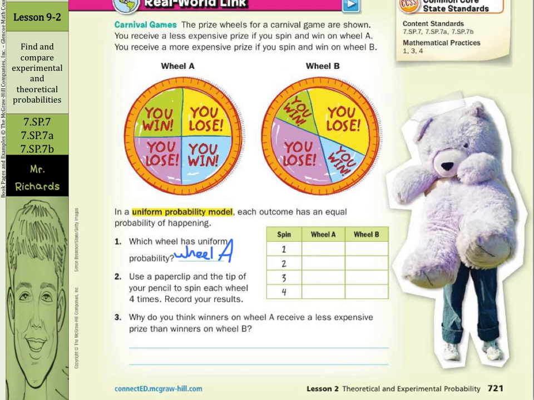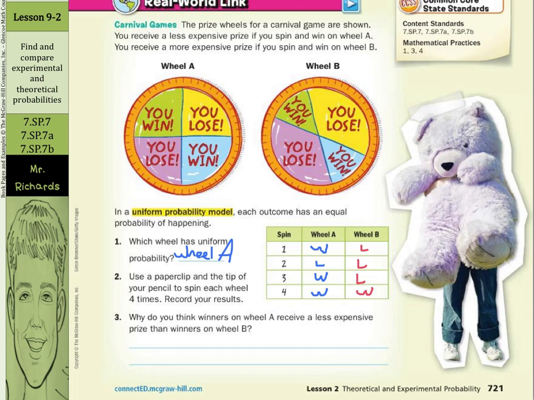Now I went ahead and spun a paperclip on each of these wheels, and here were my results. When I spun on wheel A, I had a win, a loss, a win, and I got lucky and won the 4th time. Compared to wheel B, I lost, I lost, I lost, but I came through in the 4th time and won.